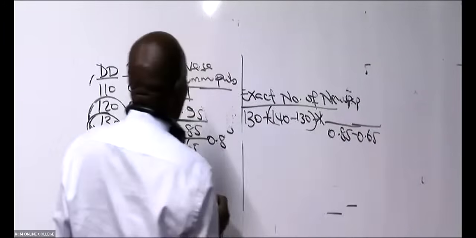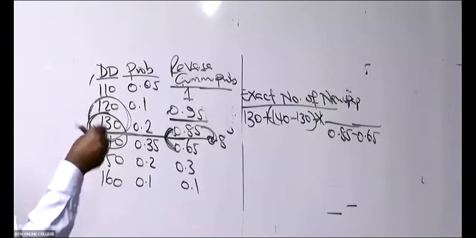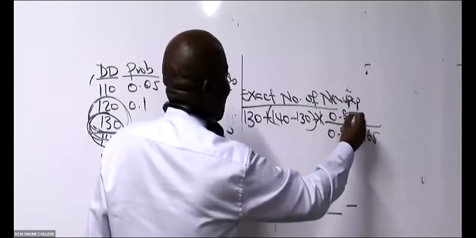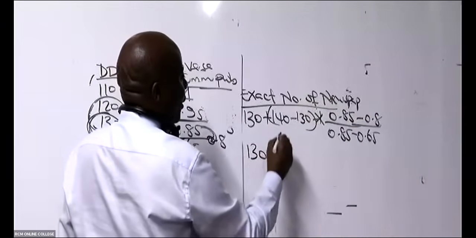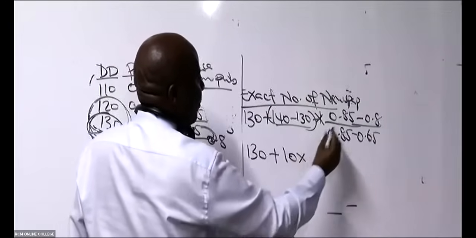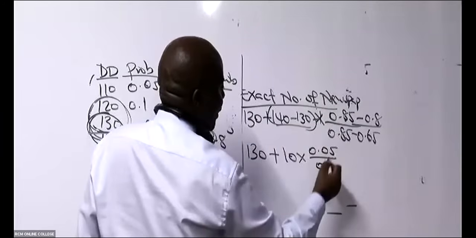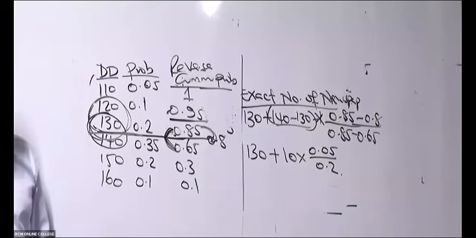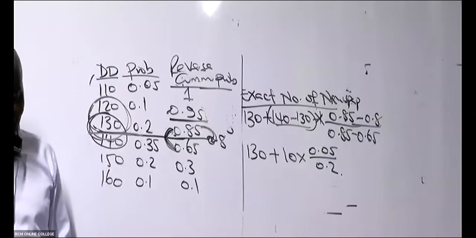How about the numerator? It is the upper arc. We don't cross the river. So the upper arc, what do I have here? I have 0.85 minus 0.8. So then this will be 130 plus 10 times the difference here, 0.05, over the difference here, 0.2. Once you reach there, then automatically you are at home.